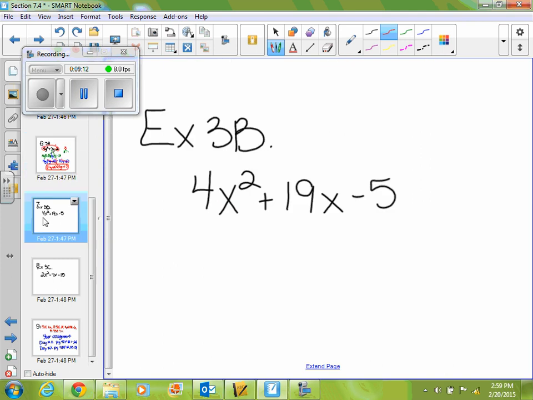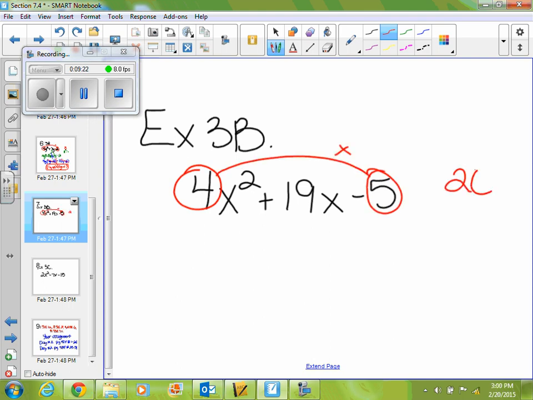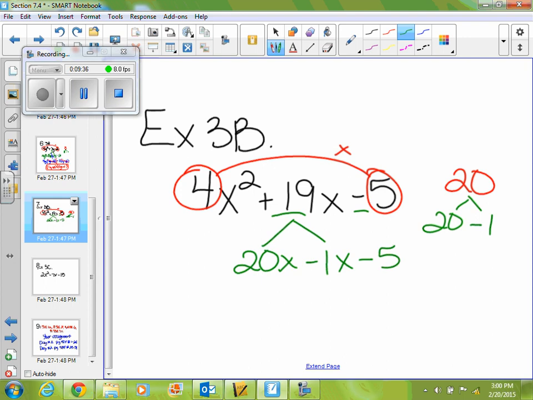Alright, 2 more. What's my first step? Negative 4 times 5. We ignore the negative until we have to subtract. So it just becomes 20. So factors of 20 that subtract to 19. 20 minus 1. So 20x minus 1x, the minus 5, and the 4x squared stay the same.